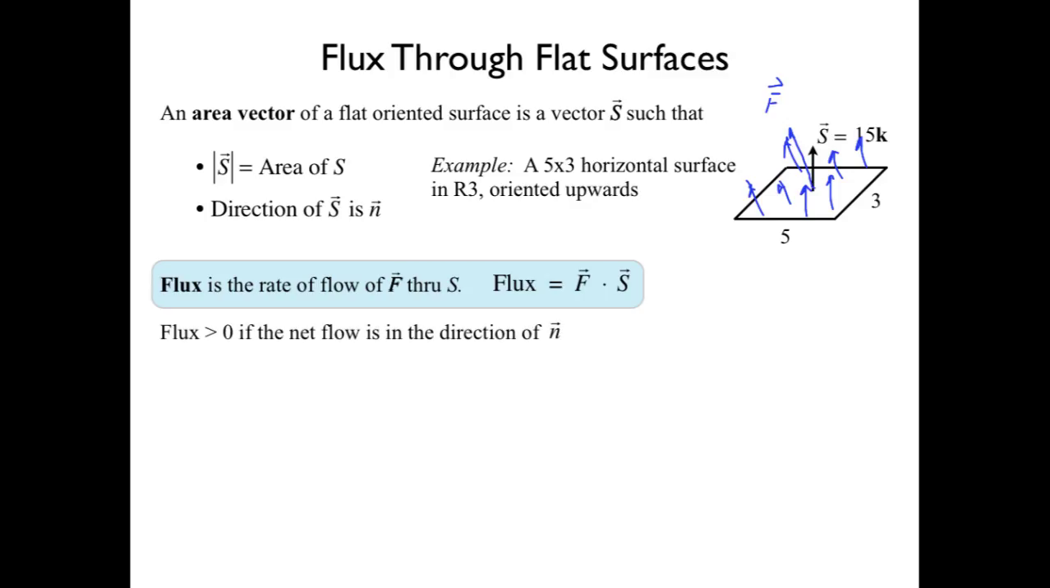Flux greater than 0 is when the net flow is in the direction of n. We orient the surface, saying n is the direction of positive flow. For a surface, in some places the flow is in one direction and in other places it's the other direction. If your net amount of flow is in the direction of n, then you have positive flux.